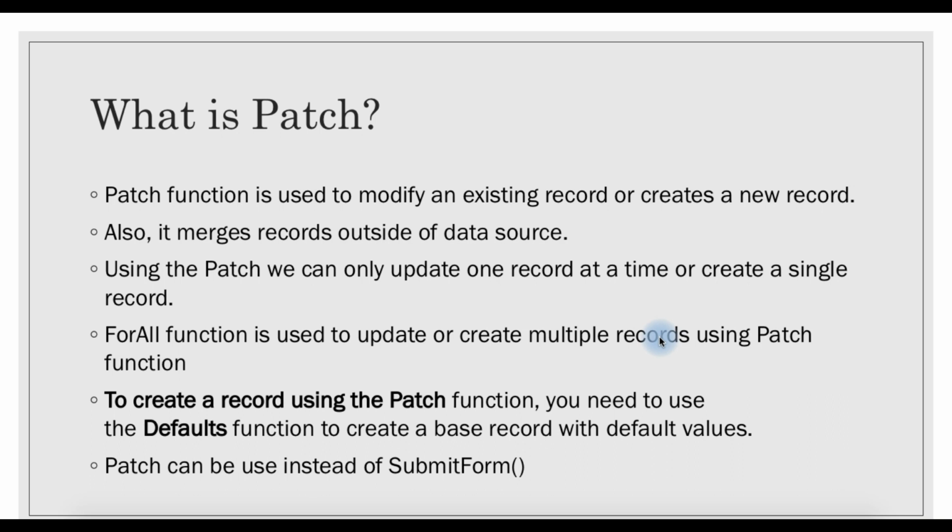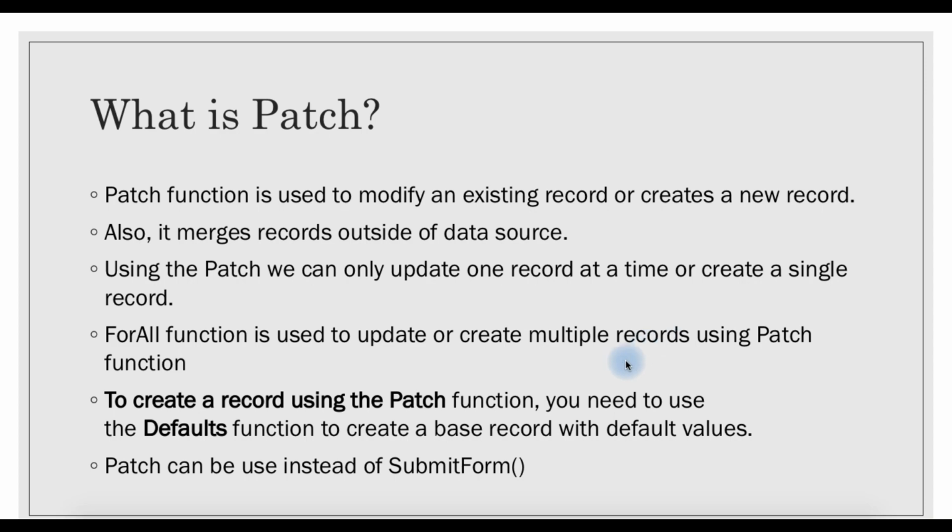To create a new record with the Patch function, we need to use the Defaults function, which creates a base record with the default values. The Patch function works very well with Power Apps screens, so it will easily recognize the columns available in the SharePoint list.